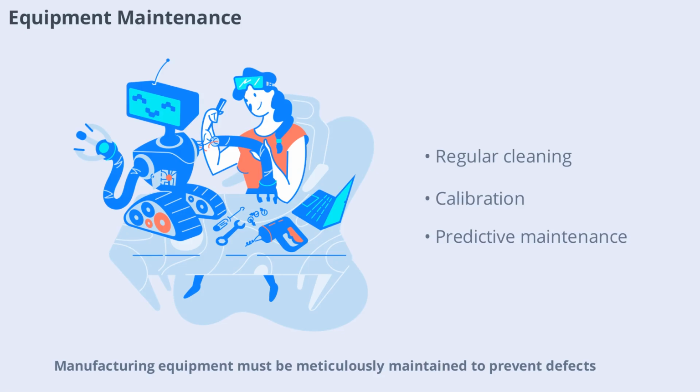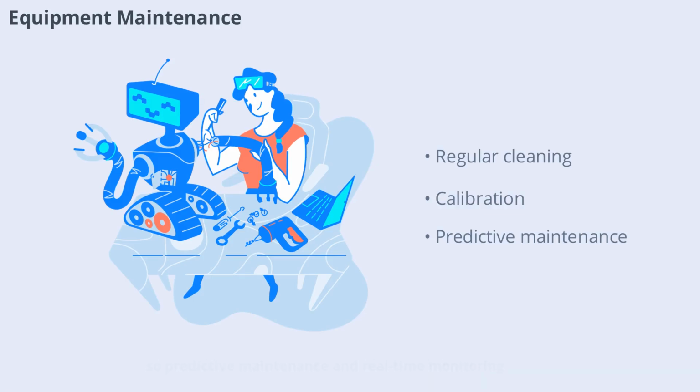Manufacturing equipment must be meticulously maintained to prevent defects. Regular cleaning, calibration, and upgrades keep tools running smoothly. Any malfunction can lead to widespread yield loss, so predictive maintenance and real-time monitoring are standard practices in modern fabs.